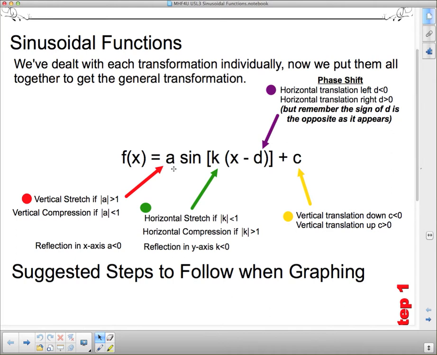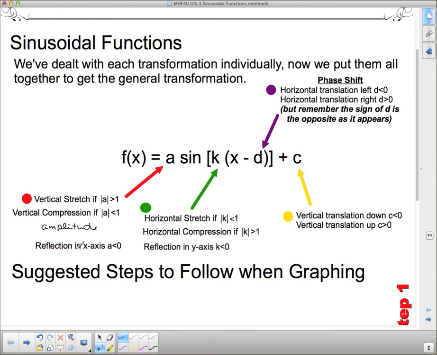This thing out front is a vertical stretch if a is greater than 1, so it pulls it up, or it's a vertical compression if a is less than 1, it's going to push it down. In the case of a sinusoidal function, we call it the amplitude. So that's a tiny bit different than what we did with, say, parabolas. There is no amplitude on a parabola.